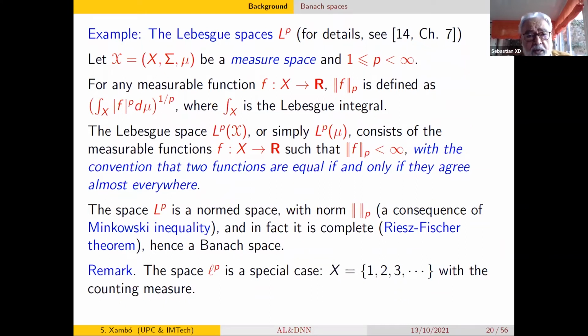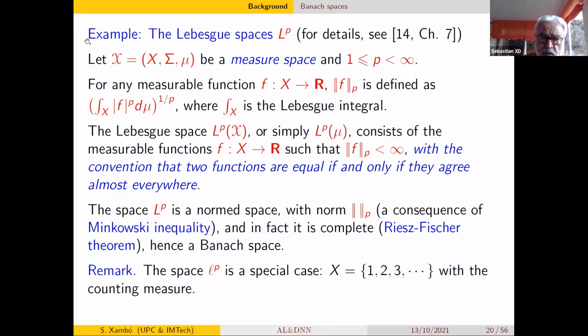Another example is the Lebesgue space, L upper P, L of Lebesgue. For details, see again 14, chapter 7. Well, for some people this may be unknown, but for other people it may be trivial. So in any case, I'll explain it.